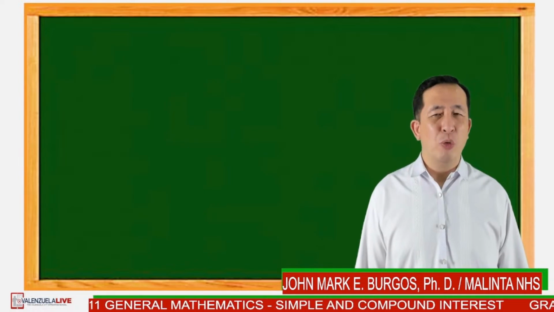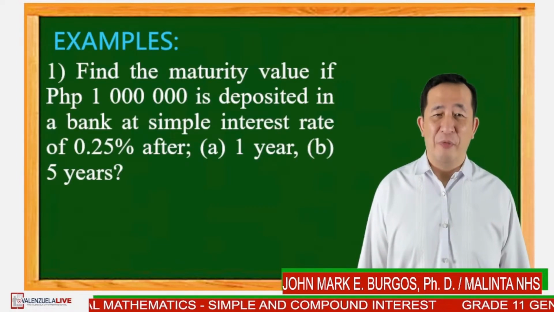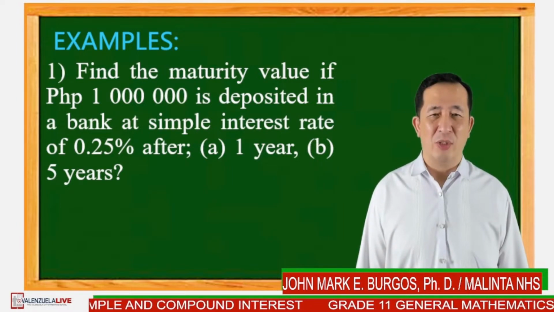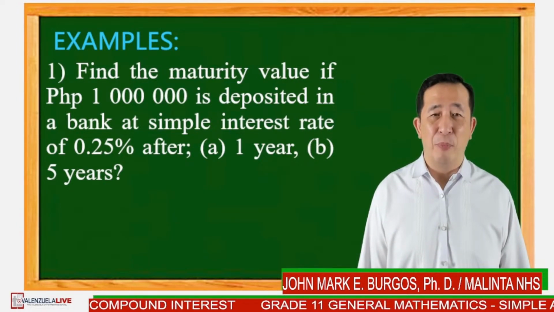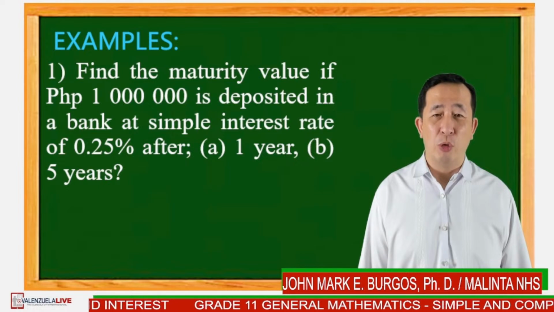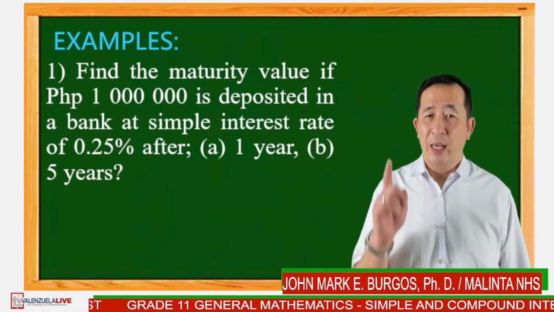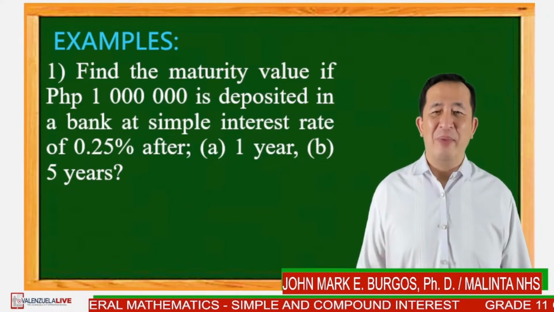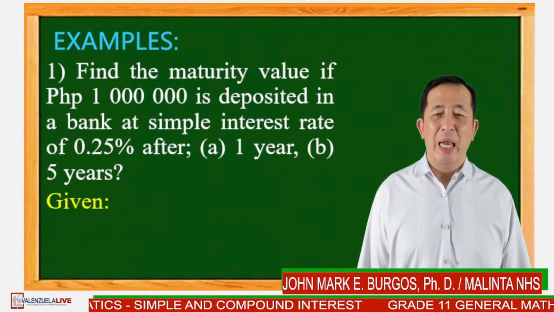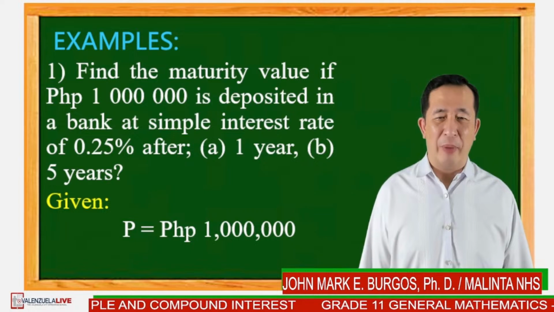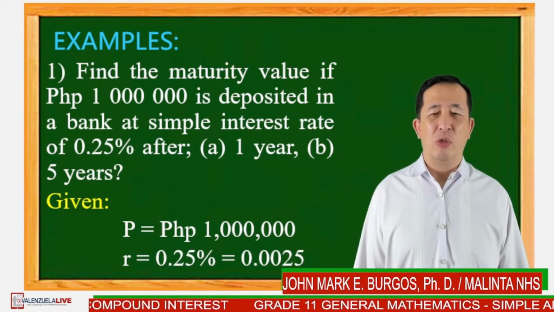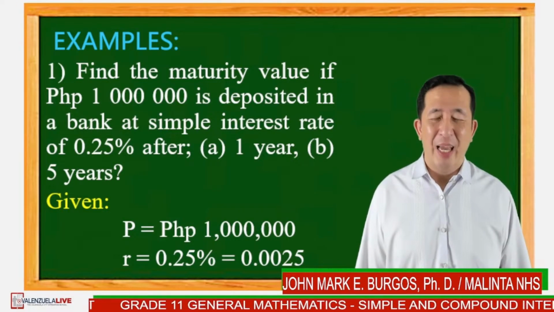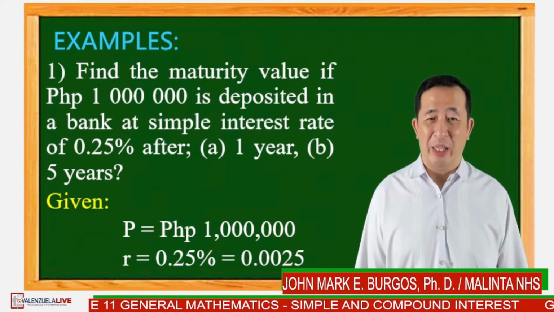Now, to find the maturity value, we have the first example. Find the maturity value if 1 million pesos is deposited in a bank at a simple interest rate of 0.25% after A, the first year, B, 5 years. So the given will be P is equal to 1 million pesos and R is equal to 0.25%, or converting that into decimal, it will be 0.0025.